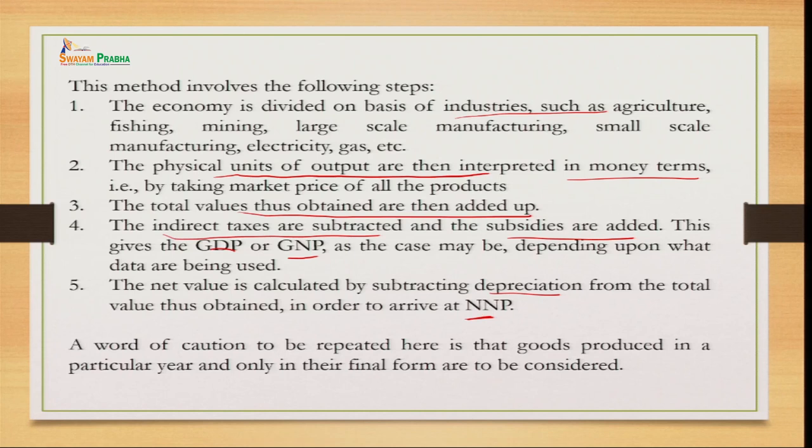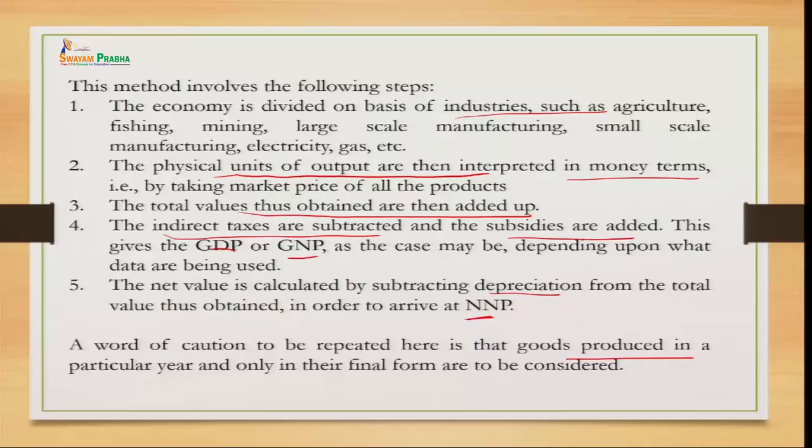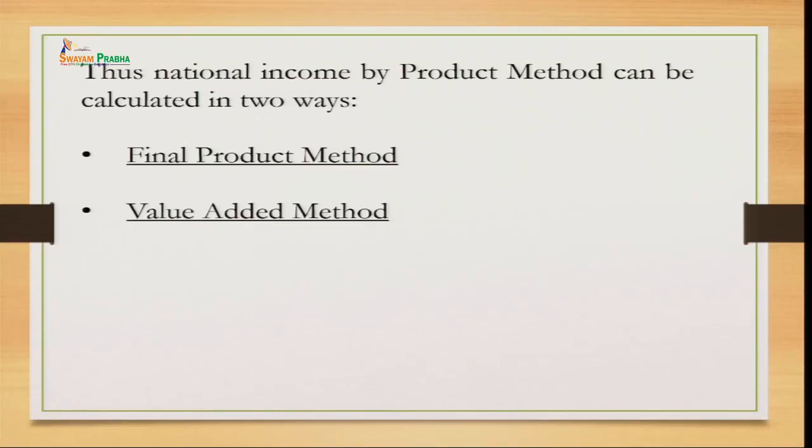Okay, a word of caution has to be repeated here. The thing you have to take care of while calculating national income by the product method is that we only take the value of final goods and services, right? This is one thing you need to remember. We only take the value of final goods and services produced in an economy during an accounting year.